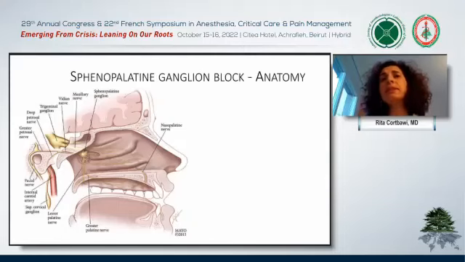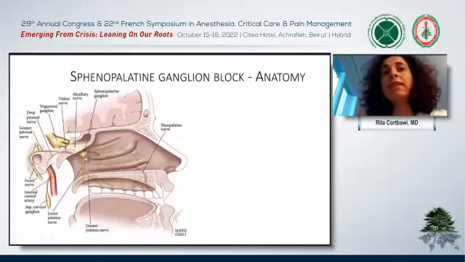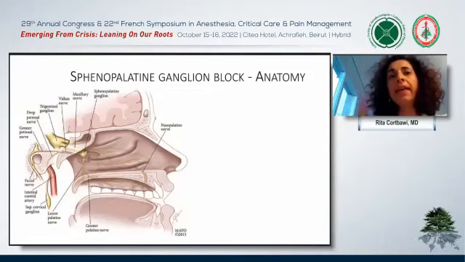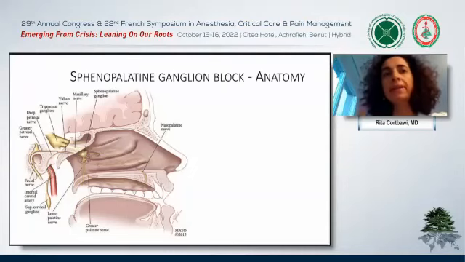The sphenopalatine ganglion block. I'll first present this sphenopalatine ganglion. It is present at the end of, in the posterior nasopharynx. It's actually covered by a mucous membrane, and it's a nerve structure that accumulates parasympathetic and sympathetic fibers from the cranial nerve 7 and from the cranial nerve 5. So it's quite a superficial structure at the posterior level of the nasopharynx.